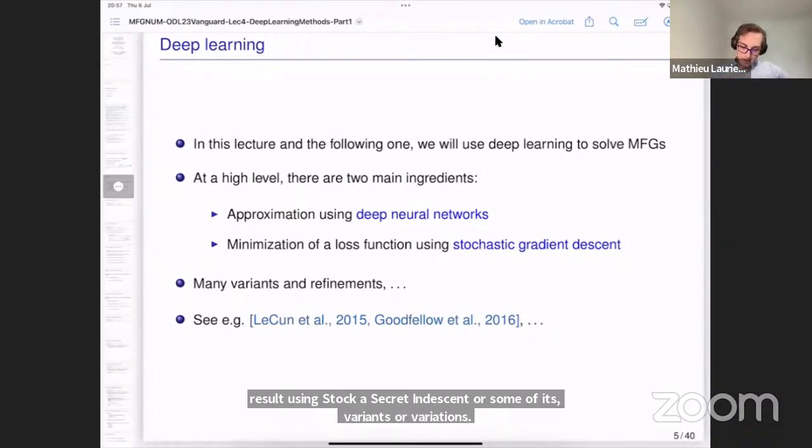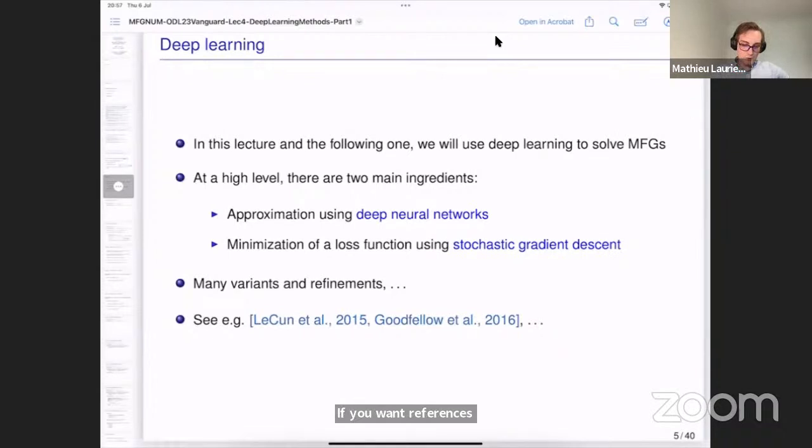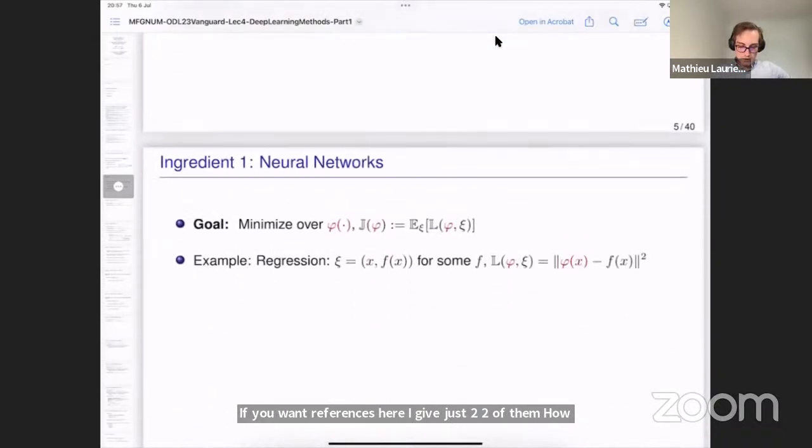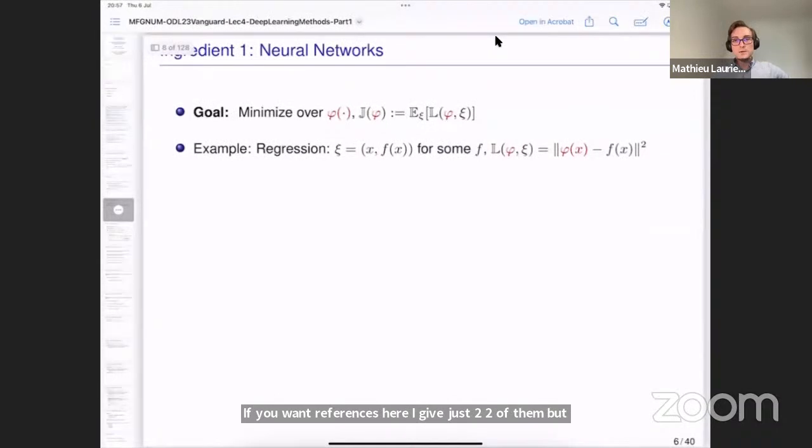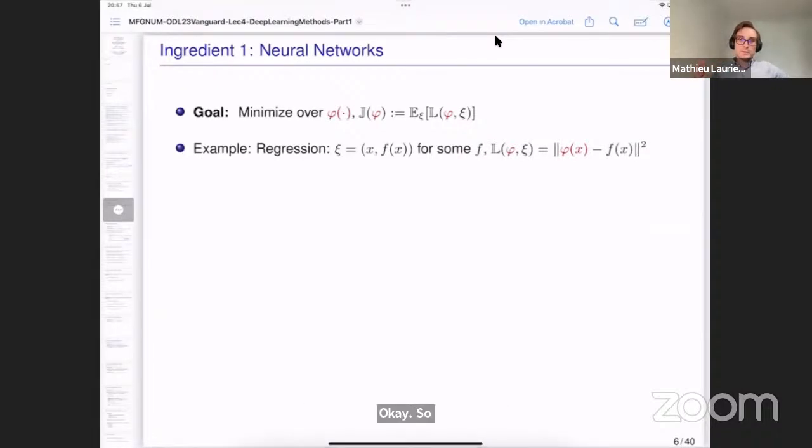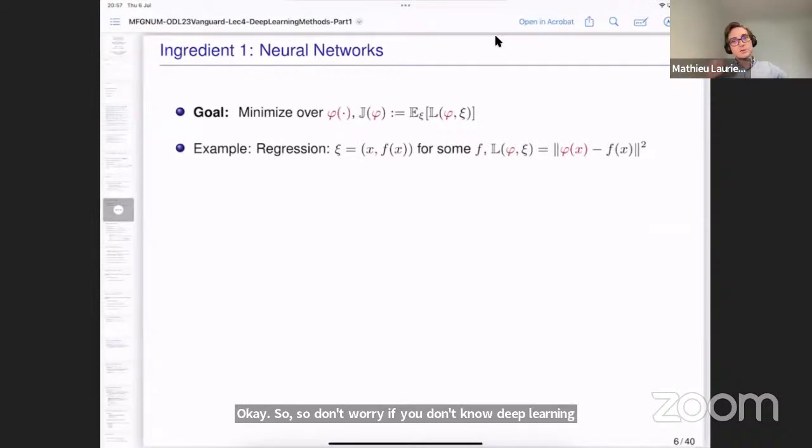If you want references, here I give just two of them, but there are many books on deep learning. I'm not going to need a lot of background on deep learning, but I would like to introduce these two key ingredients that I just mentioned. So don't worry if you don't know deep learning. I will present what I need for the rest of the lecture. On the other hand, if you want to know much more, then feel free to reach out and I can provide more references.